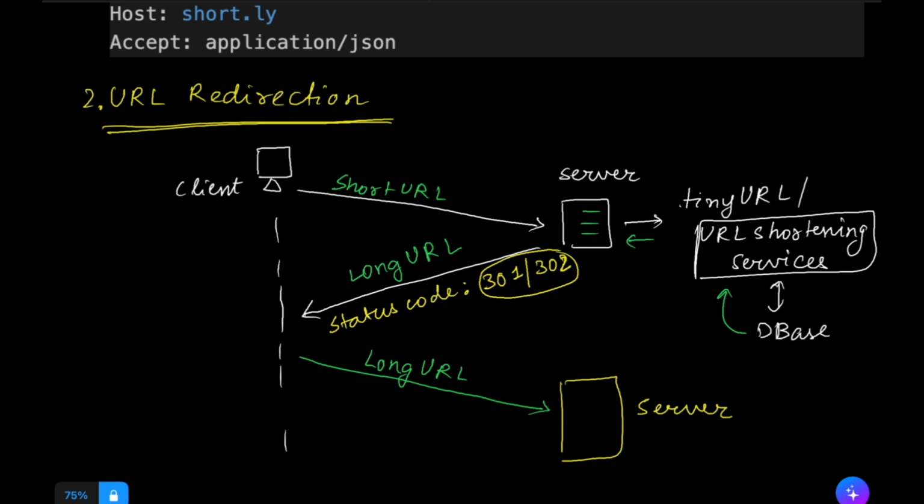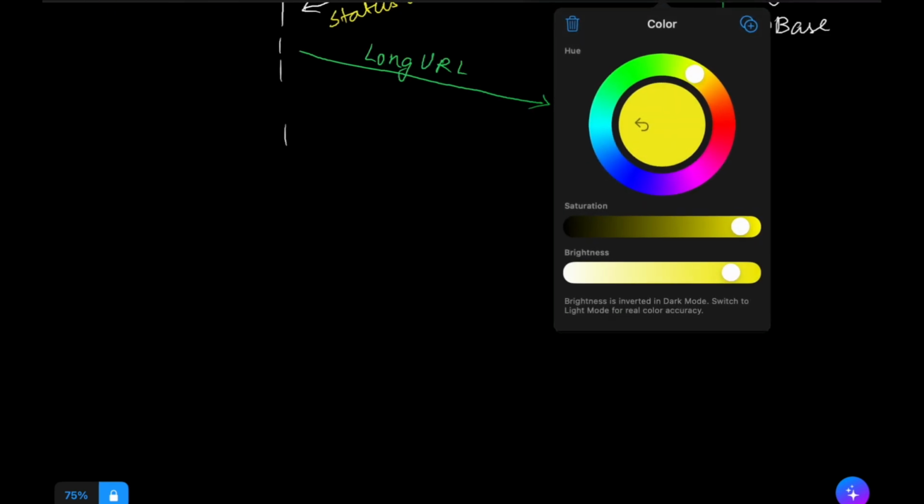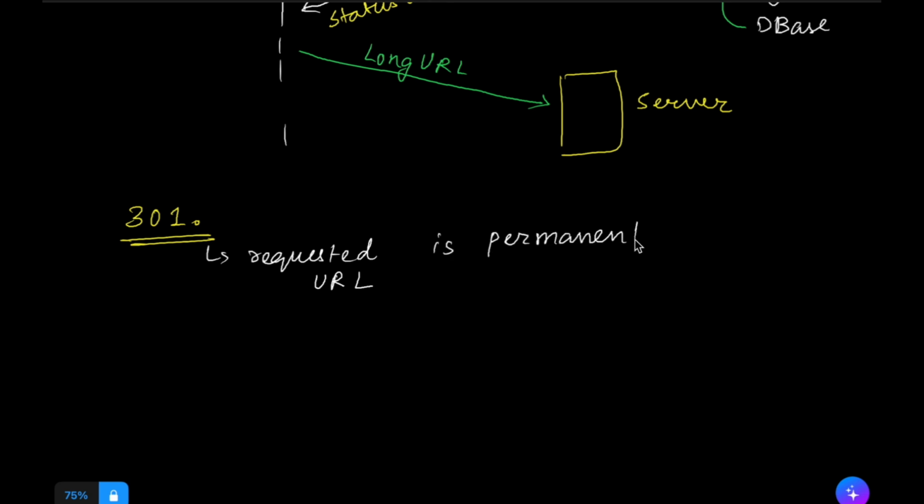Now let's look into what this status code denotes, this 301 and 302. Basically, 301 says that your requested URL, that is the short URL, is permanently moved to the long URL. This is an important term, just remember this: permanently moved.